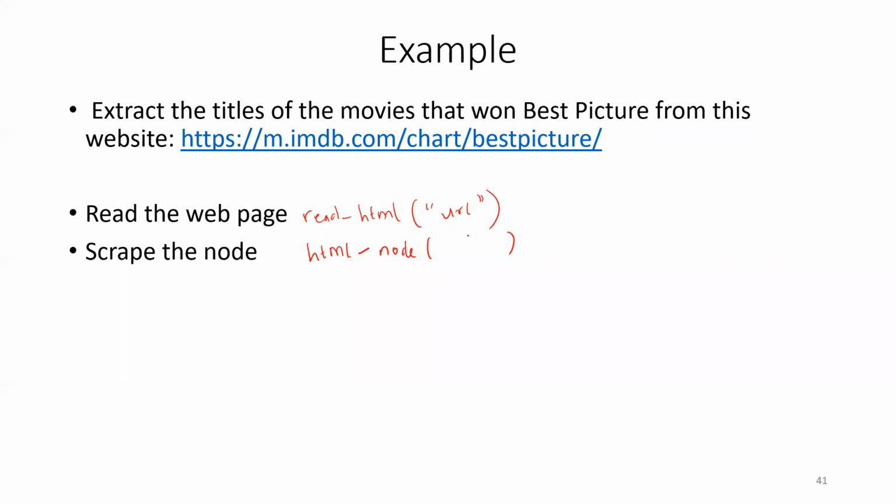And then the next step is to extract the text. So in order to extract the text, that's going to use the harvest function html_text. And then that will actually give me the information I wanted.